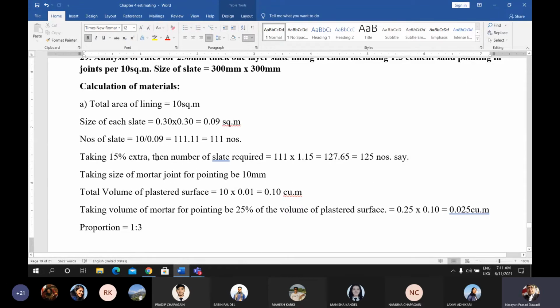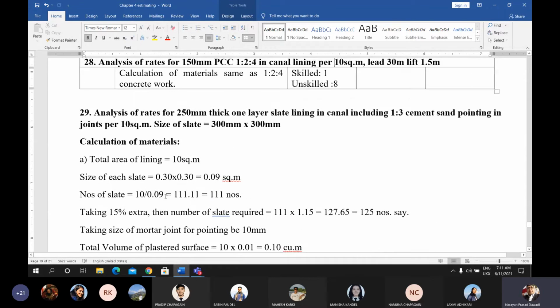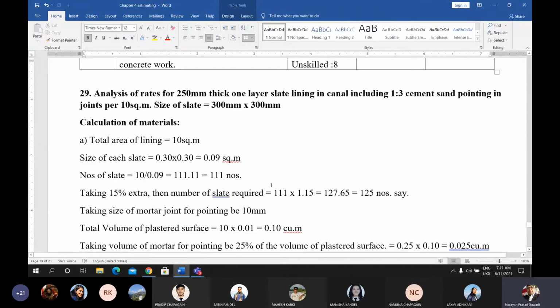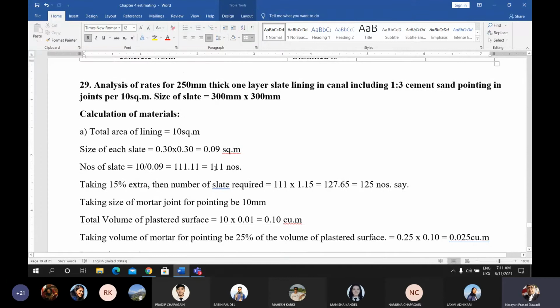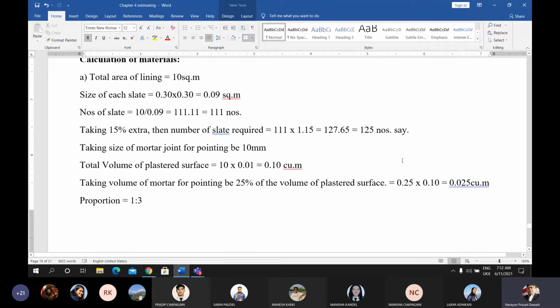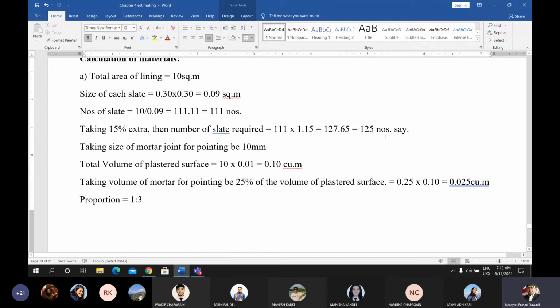Now, the number of slates is 10 divided by 0.09. You will get 111.11 numbers. Suppose this is 111 numbers. Now, taking 15% extra, the number of slates required will be 111 into 1.15. You will get 127.65, which can be considered as 125 numbers, say.